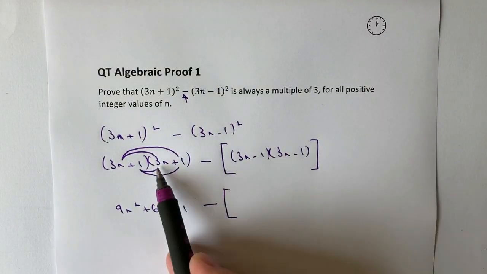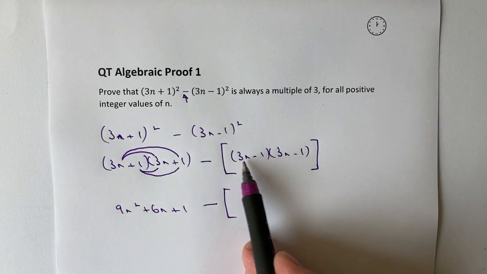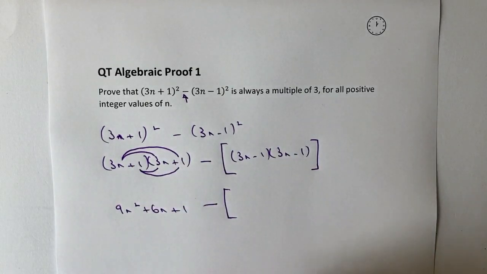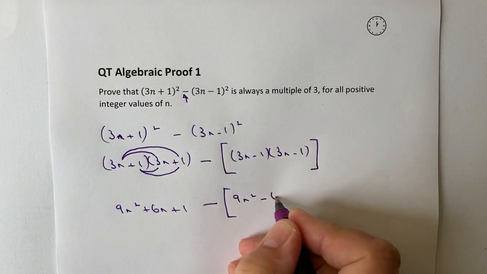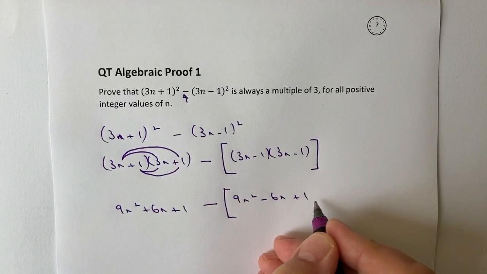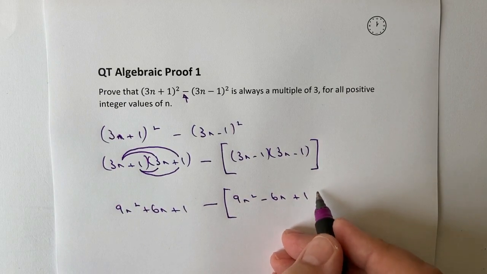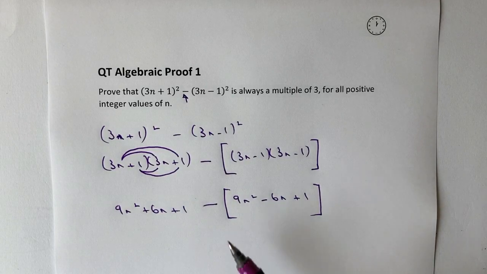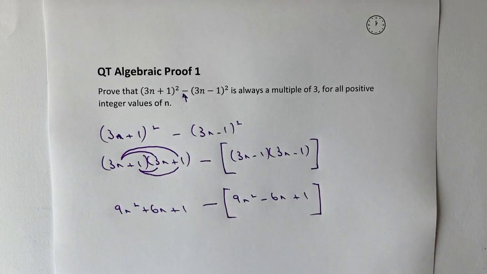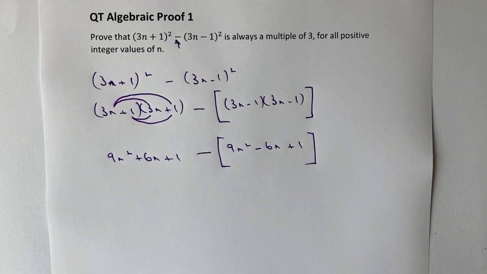Okay, so then minus, and again I'm going to leave this square bracket in place, and I'm going to do exactly the same to this that I did to that. So that's going to give me 9n squared, and this time it's going to be minus 6n, but plus 1 again, because a minus 1 times a minus 1 is a positive 1. Okay, so now I'm in a position that I can get rid of these square brackets and take into account the negative sign. So let's have a look at doing that.